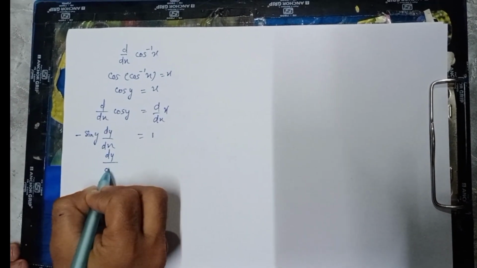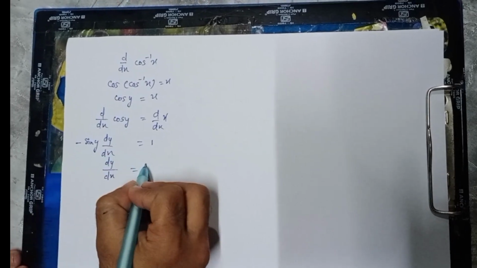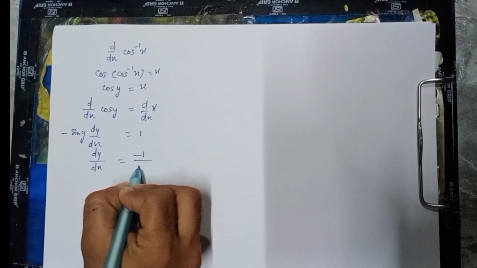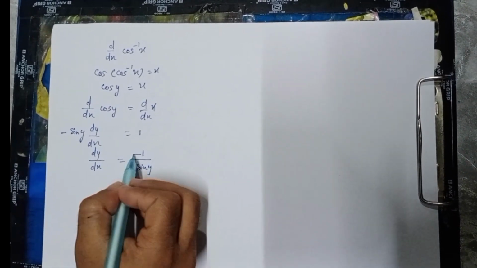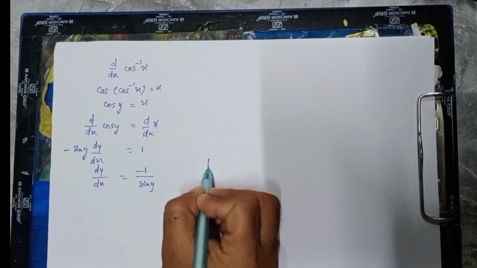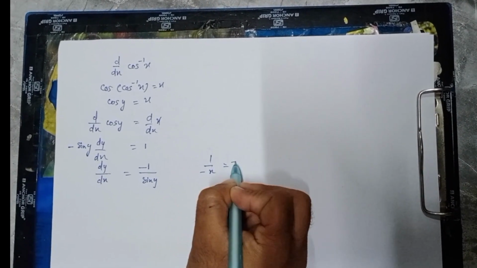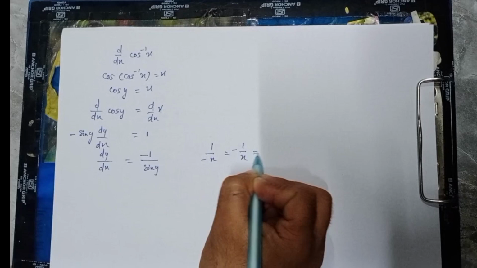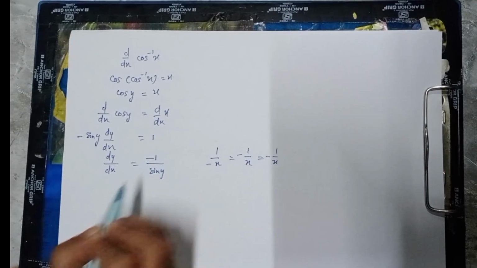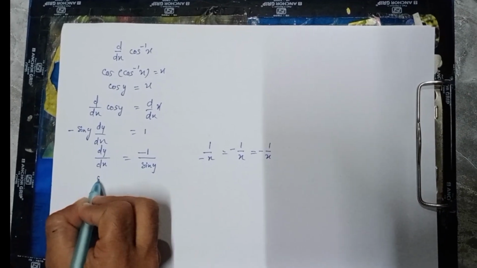and then dy by dx is equal to 1. Again dy by dx is equal to, we can put this minus sign out here, so it will become minus 1 upon sin y. So don't worry about this minus sign, as we have studied in earlier classes, like 1 upon minus x is equal to minus 1 by x. All values are similar. So minus 1 by sin y.